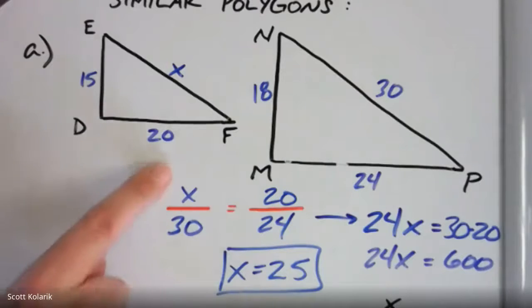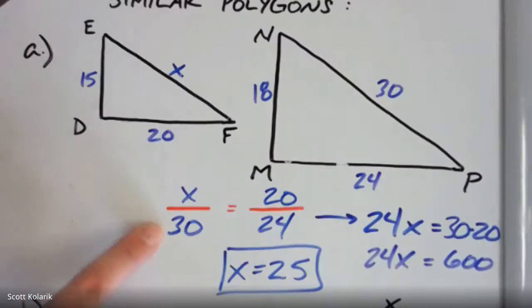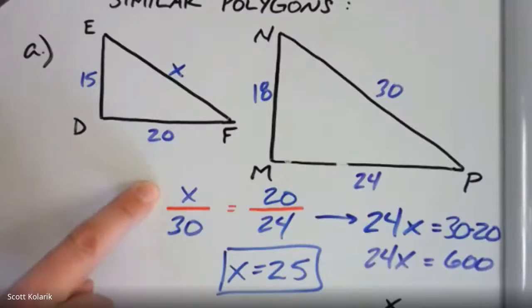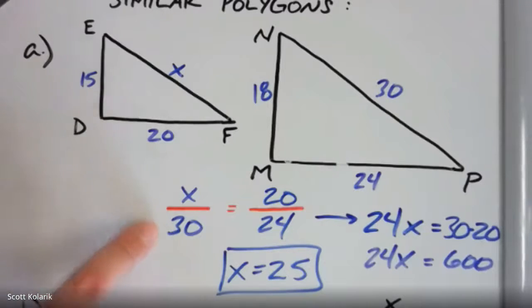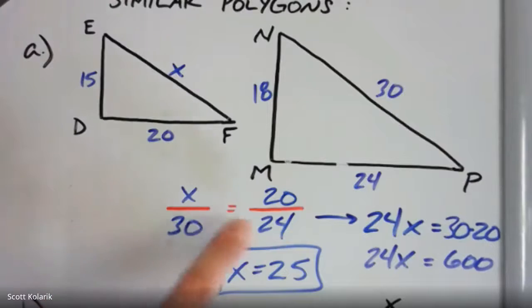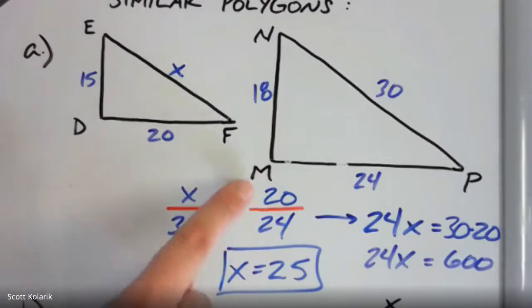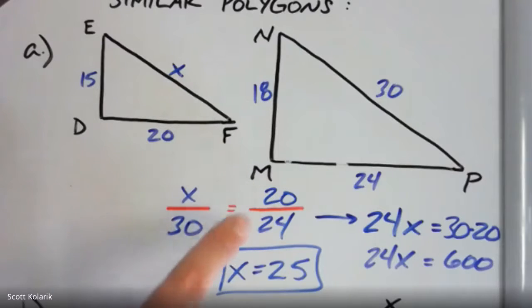So if this was 25 over 30, I could reduce that fraction. 5 would go into both top and bottom, and I get 5 over 6. Just confirming that that does in fact equal the scale measurement here. 20 over 24, 4 goes into both of these, and that would reduce again to 5 over 6. Thus giving me a constant scale factor.